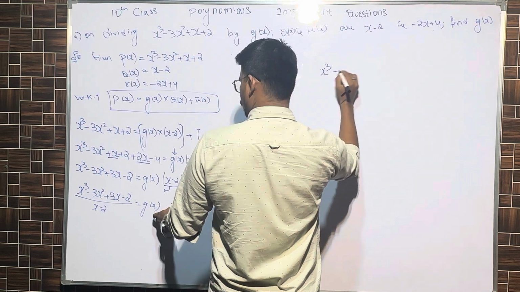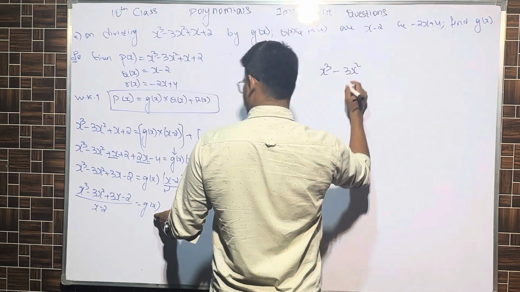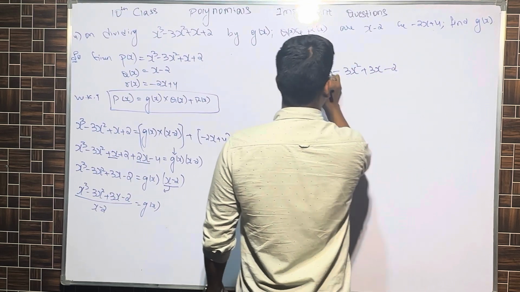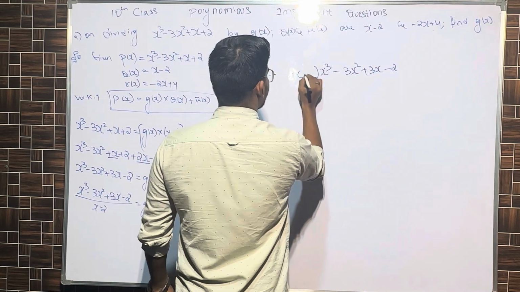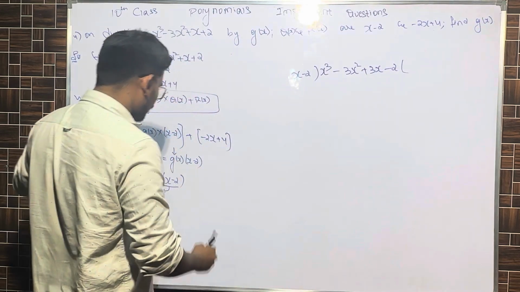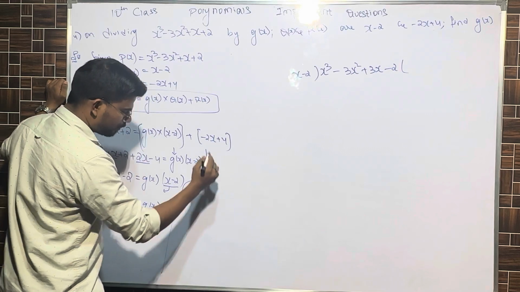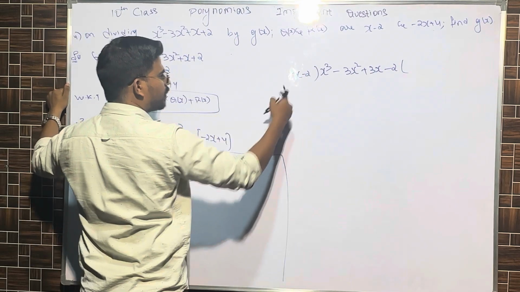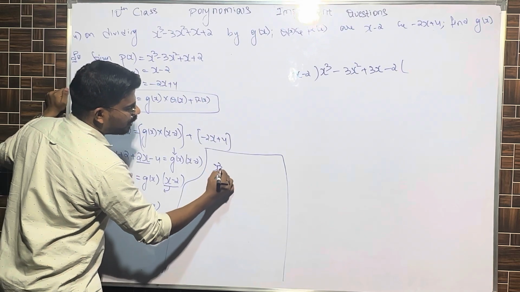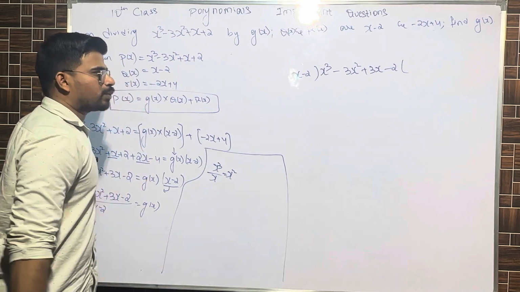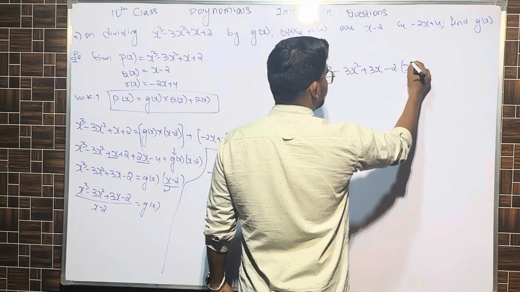So, x cube minus 3x square plus 3x minus 2 divided by x minus 2. Right. I do not have space for rough work, I'll do it here. First term divided by first term. First term is x cube divided by first term x. x cube divided by x, you will have x square, right? x square here.